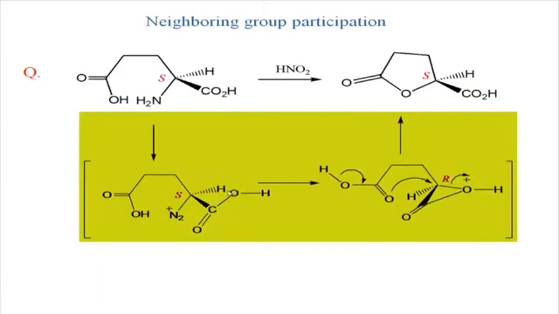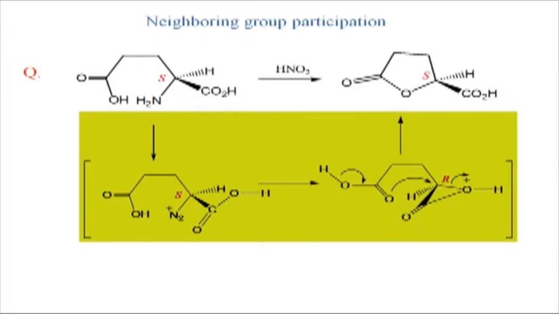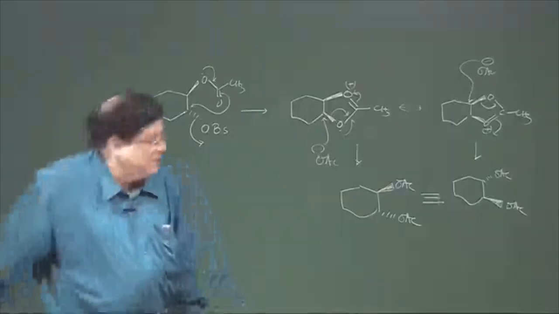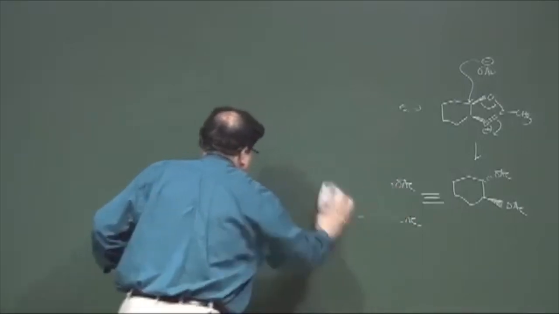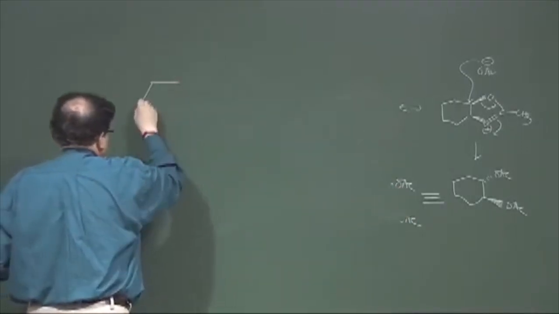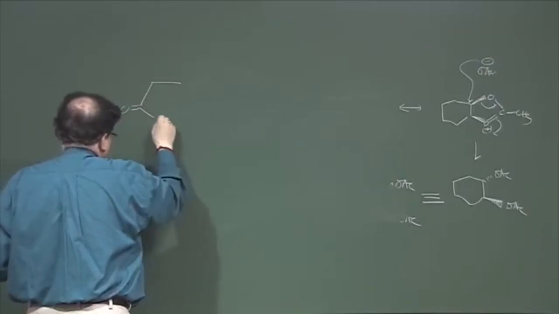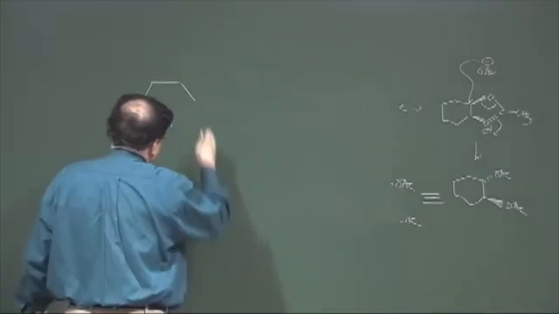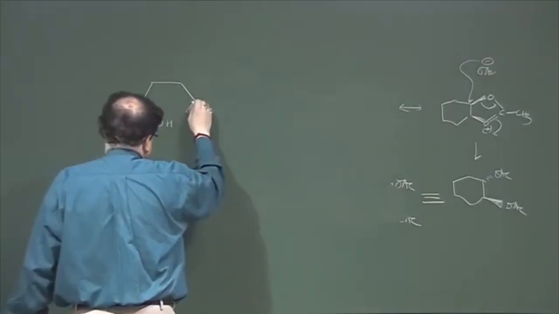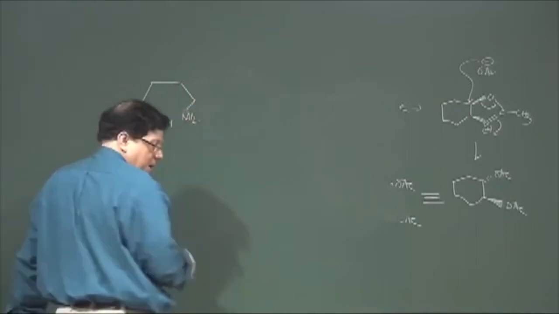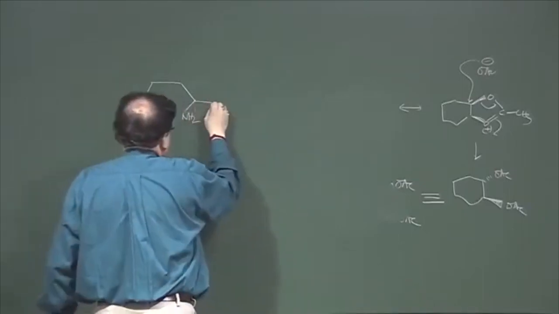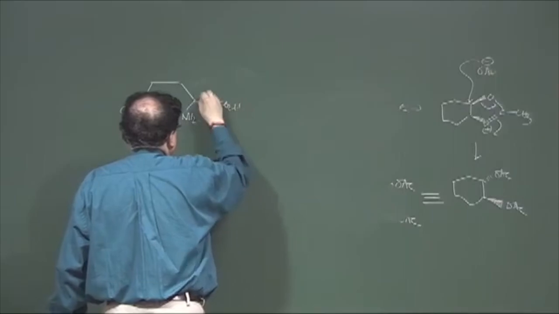So first, here it is retention of configuration, although there is SN2 attack. If the OH attacks in an SN2 fashion and directly kicks out the NH2, then you would have to rotate it, and then the oxygen will come. I can show it here on the board. Then the carboxy oxygen should come. So, there are two possibilities. One is that you have this, which is, by the way, an amino acid called glutamic acid. So, you have NH2 on this side, okay, and then you have the carboxy, the beta carboxy, and you have the alpha hydrogen.